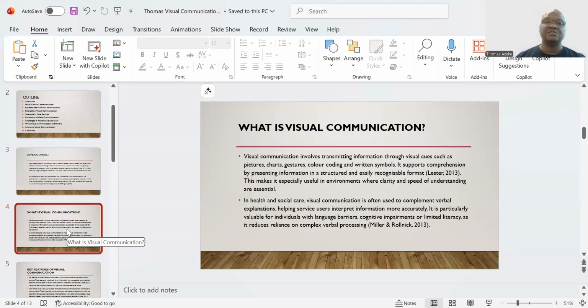of understanding are essential. In health and social care, visual communication is often used to complement verbal explanations and help service users interpret information more accurately. It is particularly valuable for individuals with language barriers, cognitive impairment, or limited literacy, as it reduces reliance on complex verbal processing.